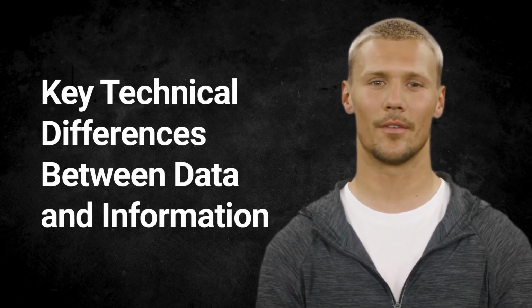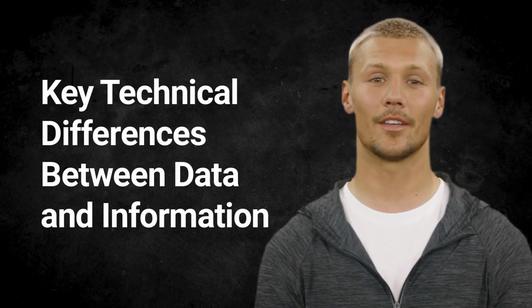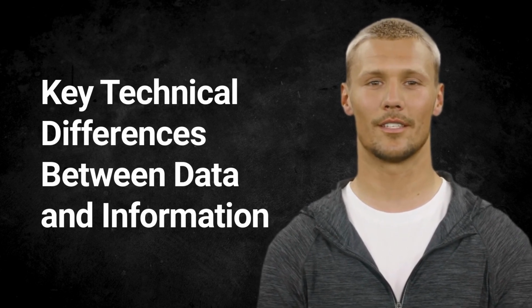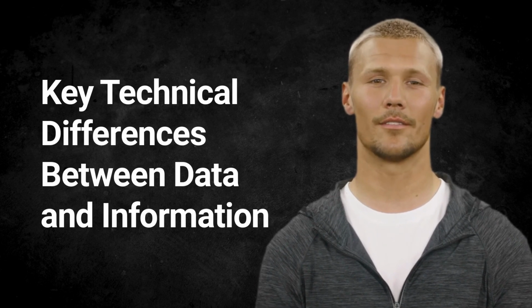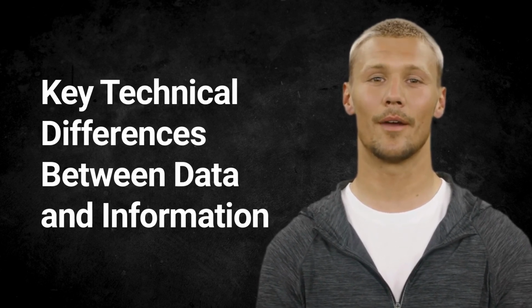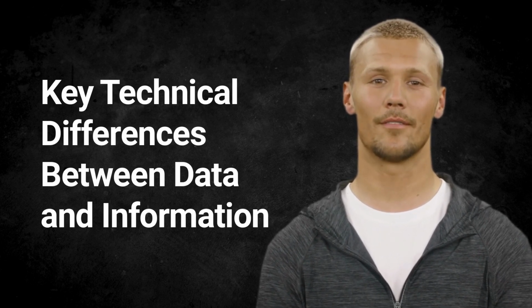Usage. Data, in its raw form, is not directly useful for decision-making, while information is specifically designed to inform and guide decisions. Dependence. Information is derived from data, meaning that without data, there can be no information. However, data can exist independently of information.